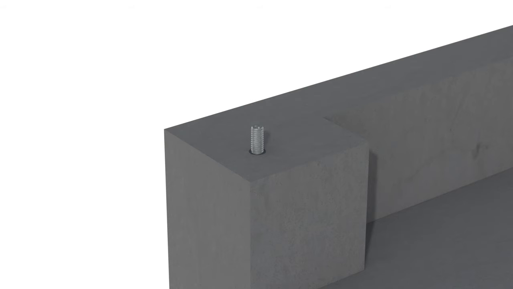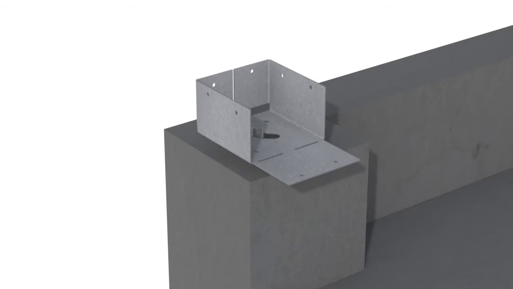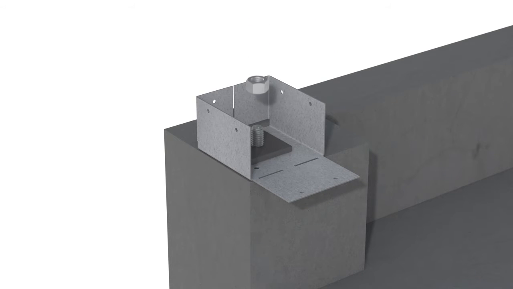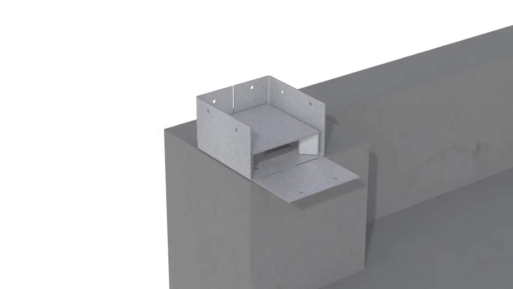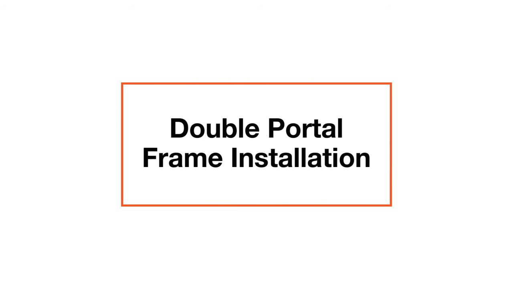If installing a single portal frame, follow installation instructions for the anchorage on the column side. Then install the ABW44Z post base on the post side. Now that your bases are secured, frame assembly can begin.